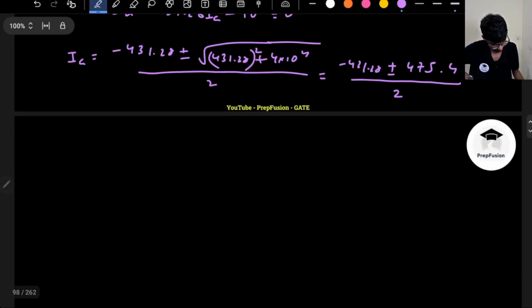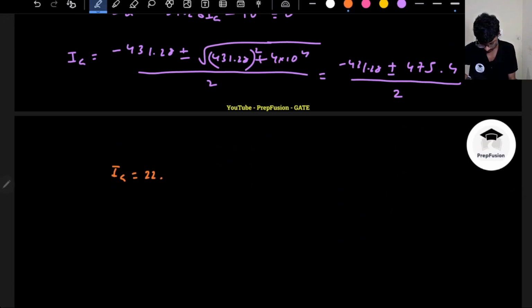So if it is plus, so this will be minus 431.28 divided by 2. So IA current comes out to be 22 point... after solving this quadratic, IA current comes out to be 22.05 or 22.06 amperes. This is my IA current, right?